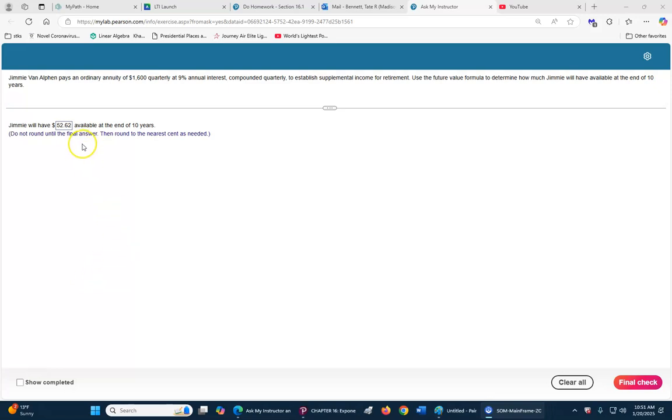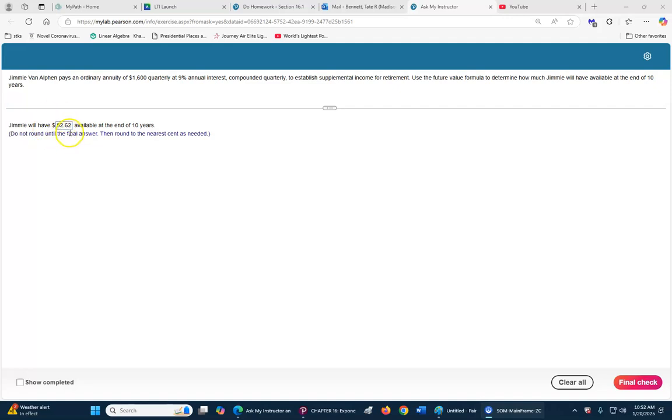Oh, I saw your question in an email. Jimmy pays an ordinary annuity of $1,600 quarterly, that means 4 times a year, at 9% annual interest, compounded quarterly, to establish supplementary income for retirement. Use the future value formula to determine how much Jimmy will have available at the end of 10 years.